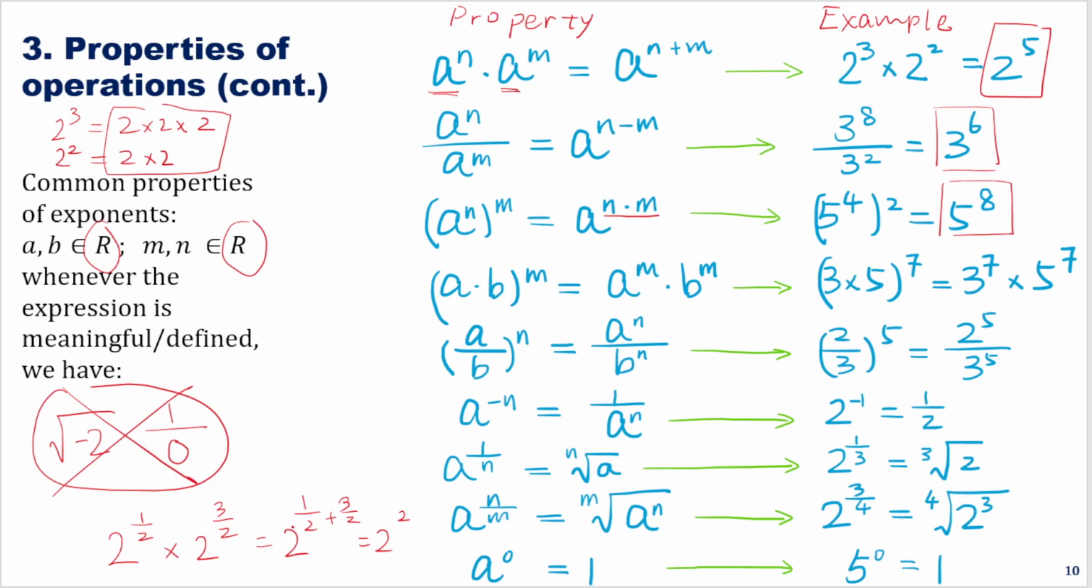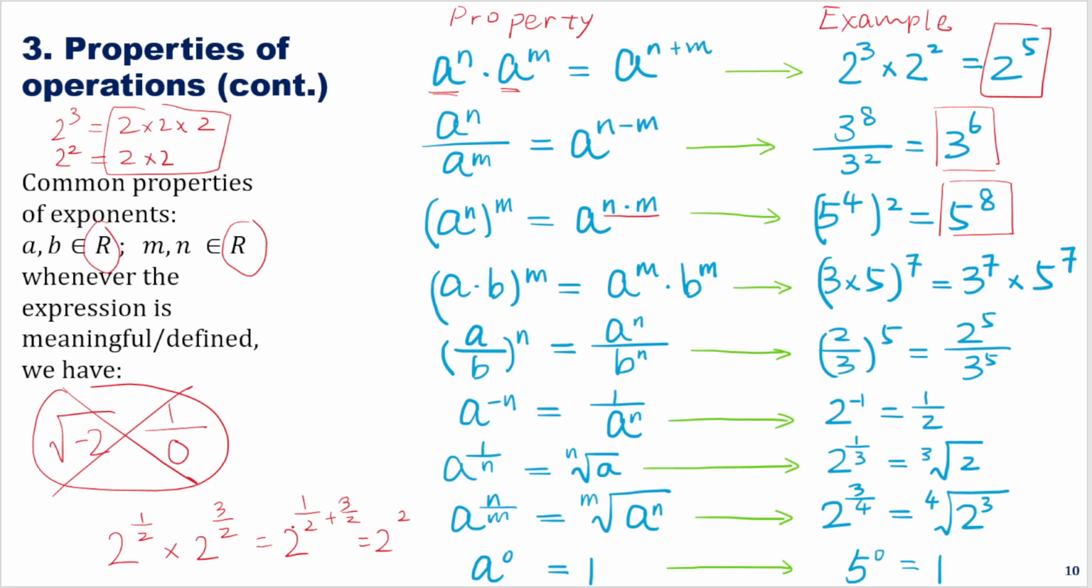And if we have a times b, then to the power of m, this gives us a to the power of m times b to the power of m. For example, 3 times 5 to the power of 7 can be detached to a product of two numbers, which is 3 to the power of 7 times 5 to the power of 7.